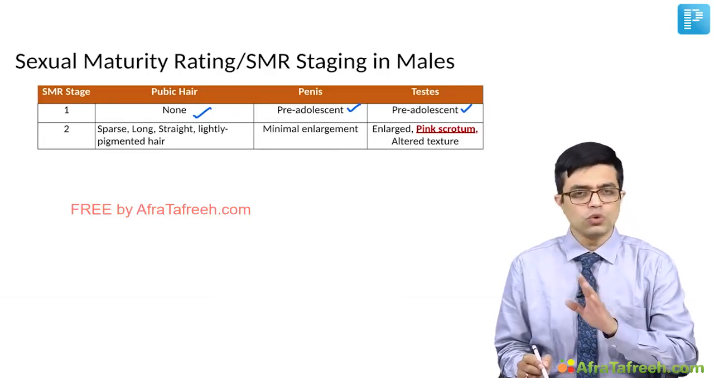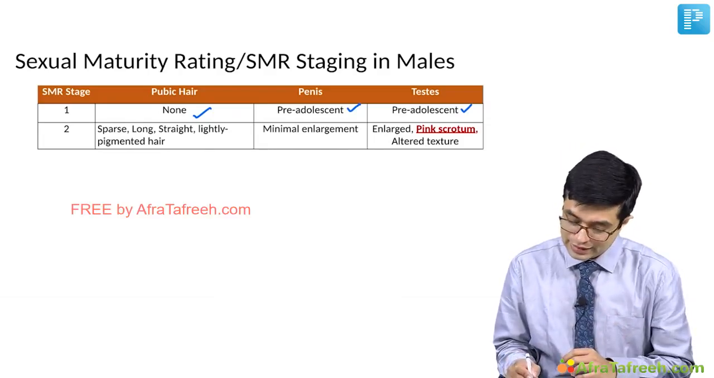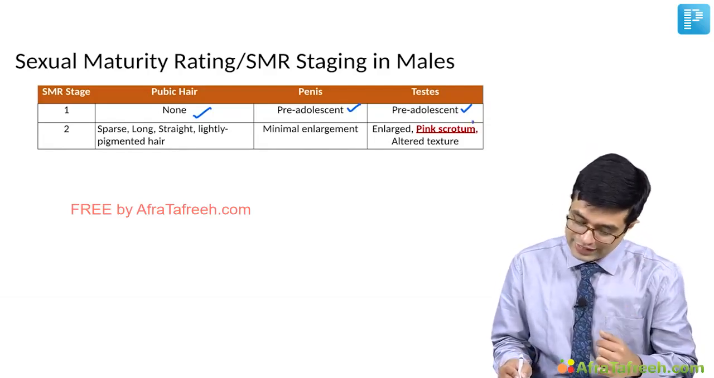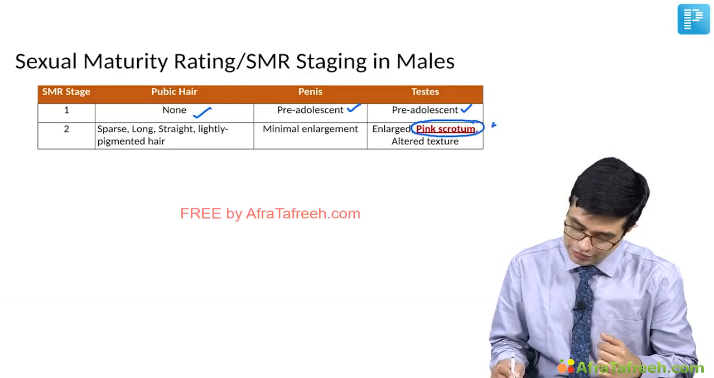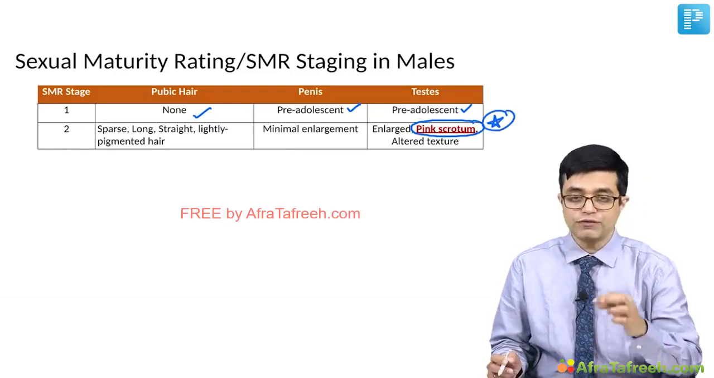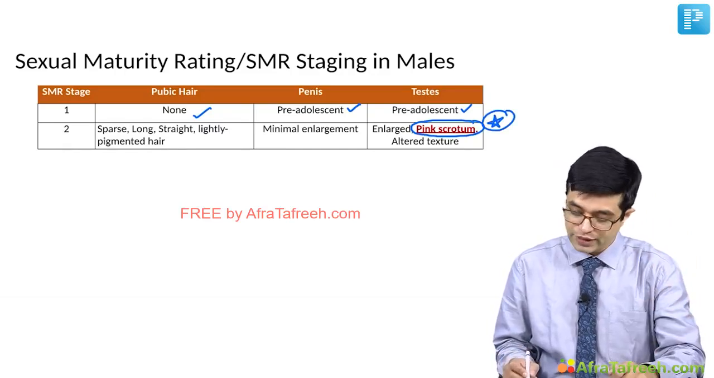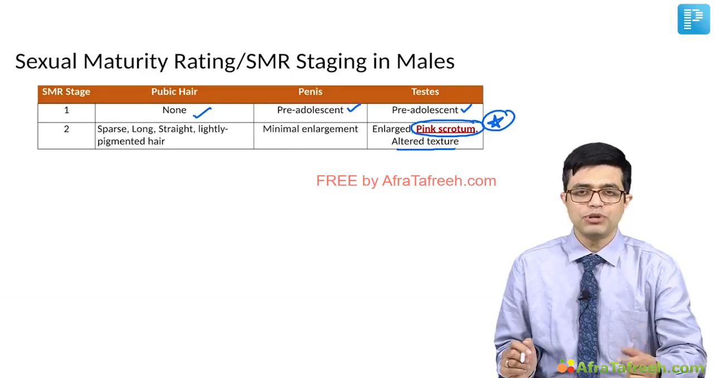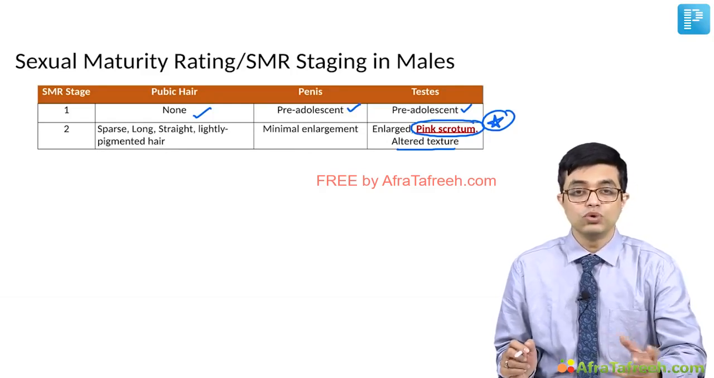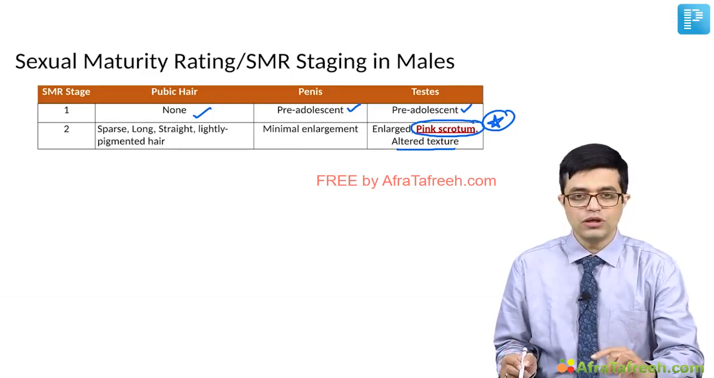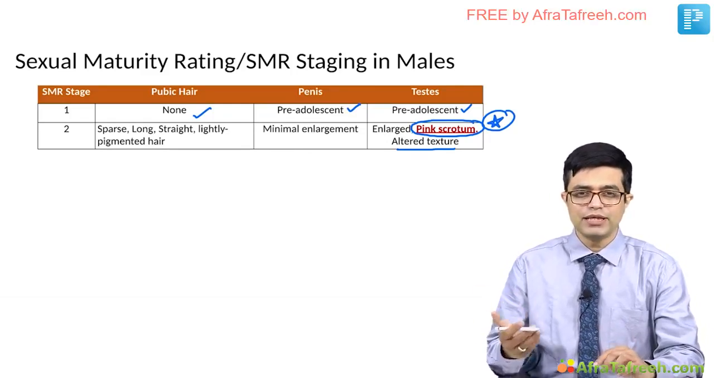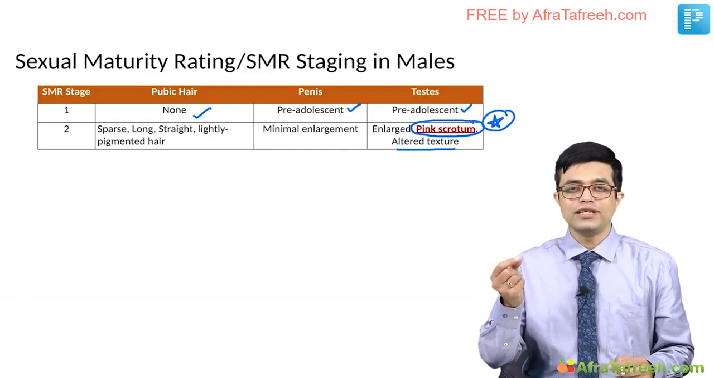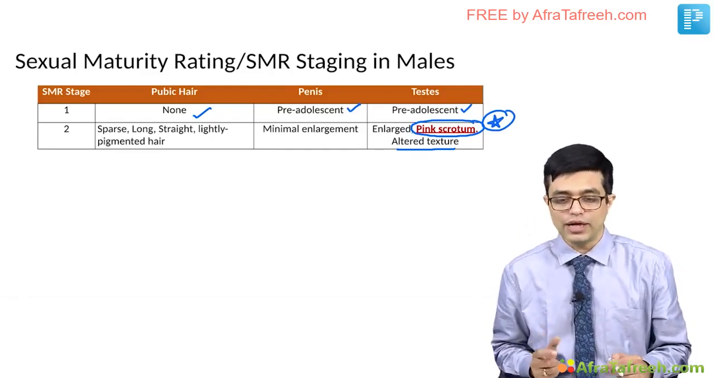Penis shows minimal or no enlargement, but testis is enlarged, so scrotum is enlarged. The scrotum is pink in color. This is very, very important. Pink scrotum is a feature of which condition can be a one-liner to you. And altered texture is seen. Initially, if you look at young kids, pre-adolescent kids, the scrotum is smoother. In case of stage 2, once it becomes pink, puberty begins, the testis enlarge and the scrotum rugosities or folds tend to start appearing on that.